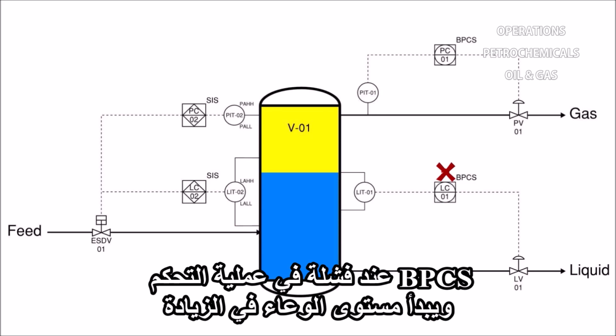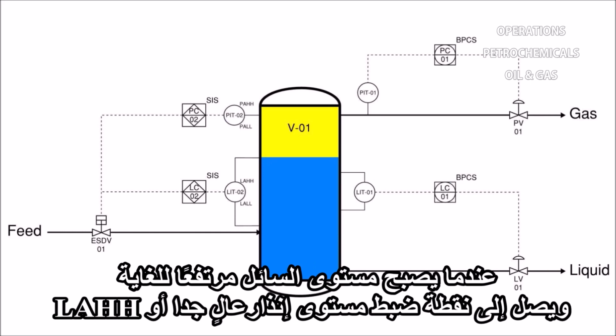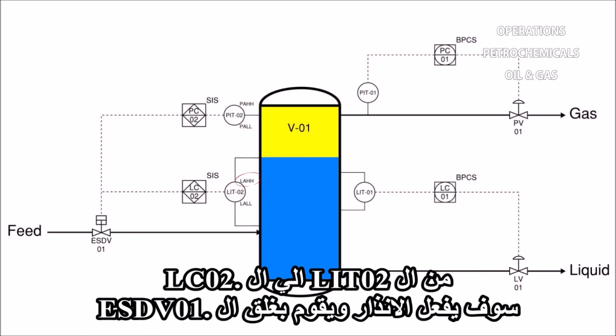If the BPCS controls fail and level in the vessel begins to increase, when the liquid level gets too high and reaches the set point of the level alarm, high-high, or LAHH of LIT2, the controller LC2 will alarm and send a signal to close ESDV1.